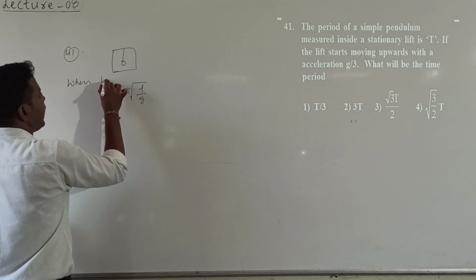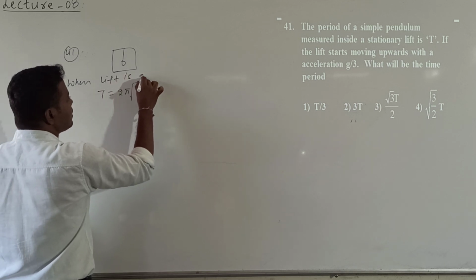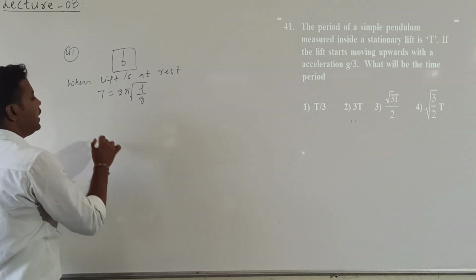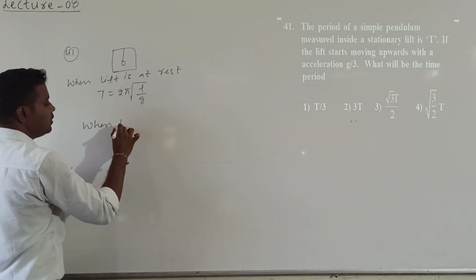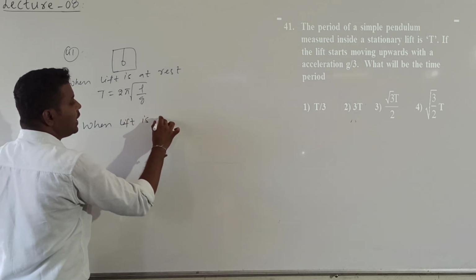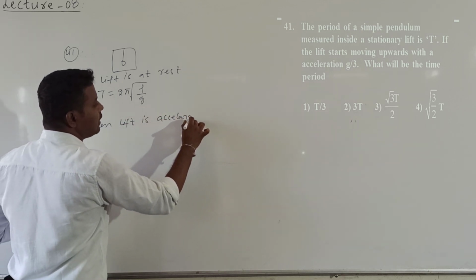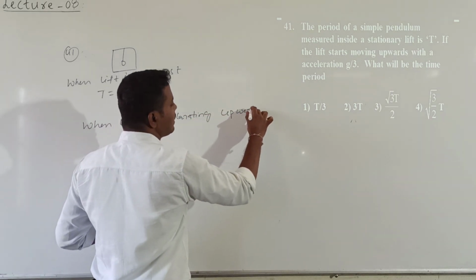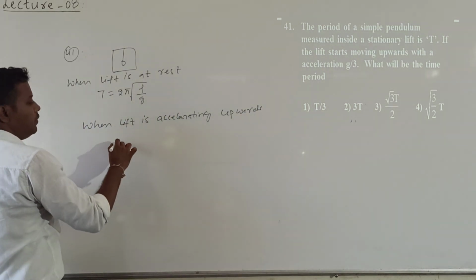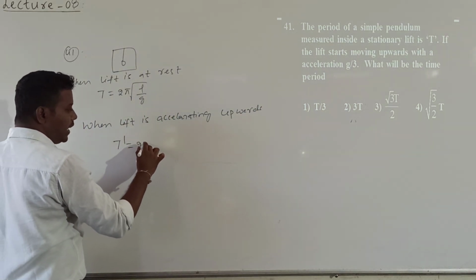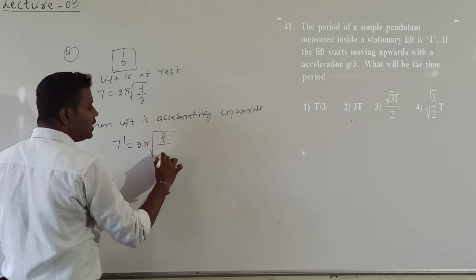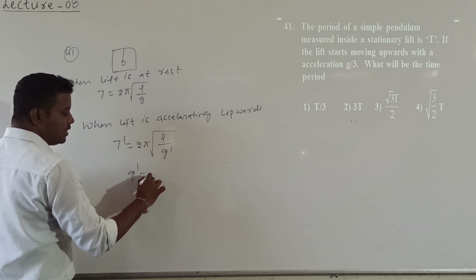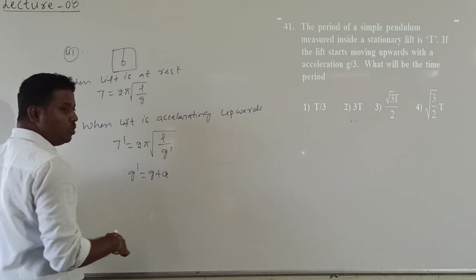When the lift is at rest, this is the value. But when the lift is accelerating upwards, the time period formula T dash is 2 pi into root over L by G dash. So what is the G dash value? G dash is equal to G plus a when it is going up.